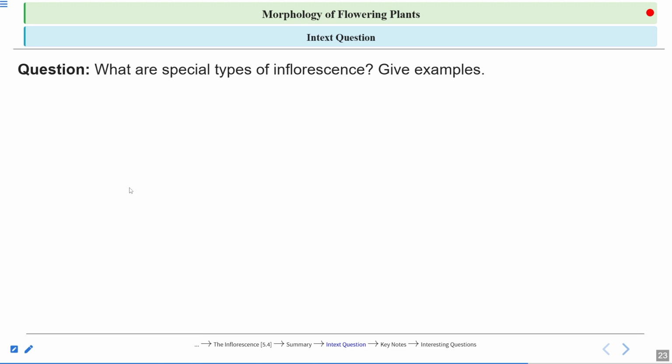There's one more question. What are special types of inflorescence? You have to give examples. The question is regarding inflorescence now. Okay, let's have a look at the answer.